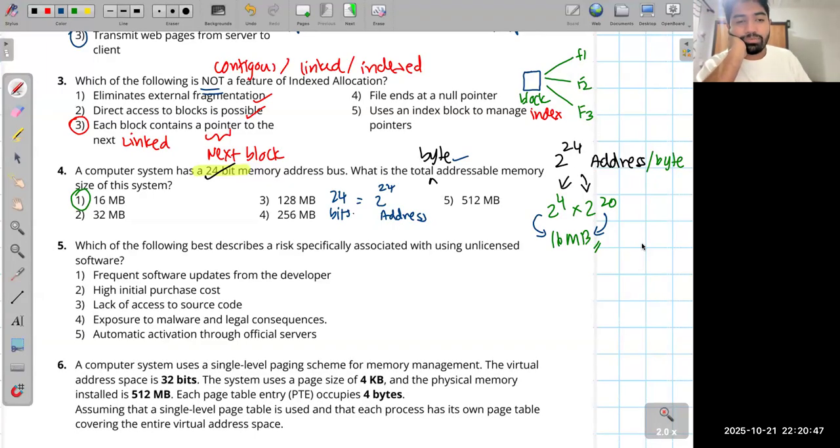Which of the following best describes the risk specifically with using unlicensed software? Unlicensed means not paid for. Frequent updates, no, you don't get updates if you haven't paid. High initial cost, no, it's free. Lack of access to source code, yeah. Exposed to malware and legal consequences, the most suitable answer.